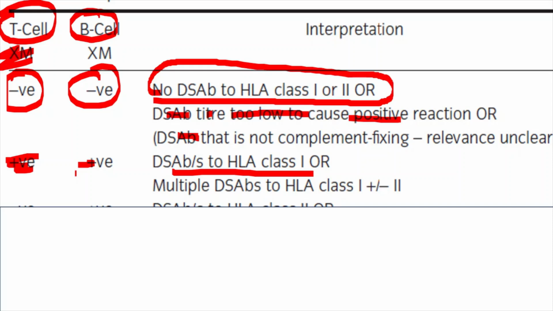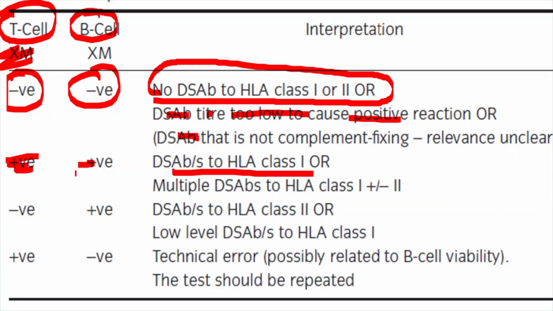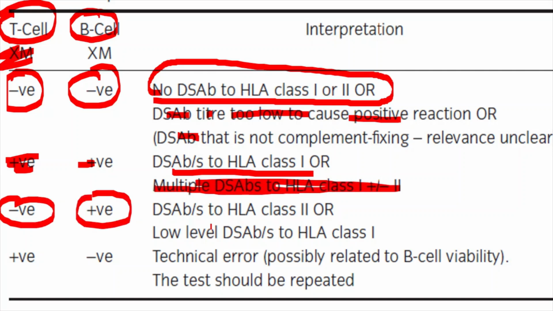So what other combination is possible? Here T cell might be negative, B cell might be positive. This sentence you can leave out, because that will confuse the beginners. If T cell is negative and B cell is positive, that means donor specific antibody to class 2. Why? For class 1, T cell is negative. B cell contains class 2. So there are antibodies for class 2.